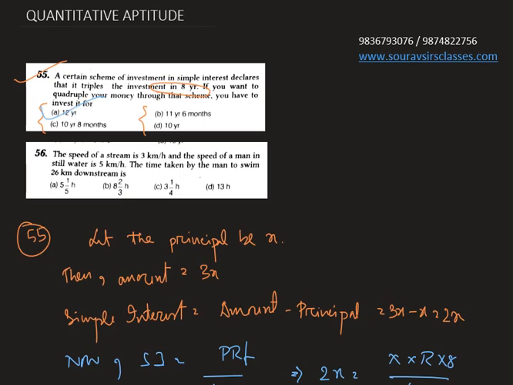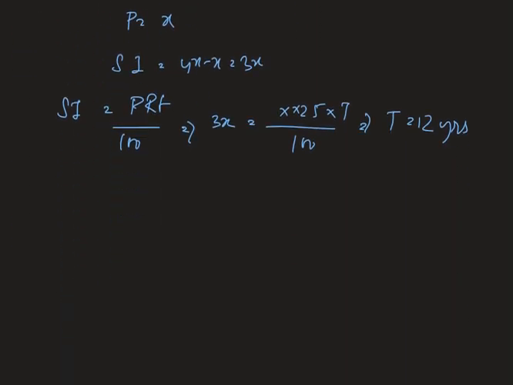Okay, so we have solved this problem. Now let's check the next one. The speed of a stream is 3 km per hour and the speed of a man in still water is 5 km per hour. The time taken by the man to swim 26 km downstream is? So let's try to solve this problem.